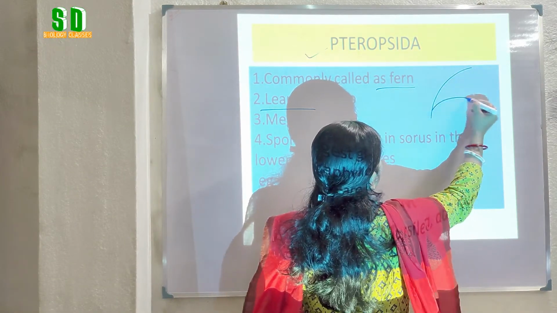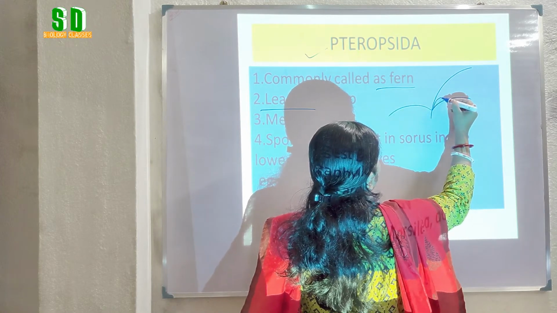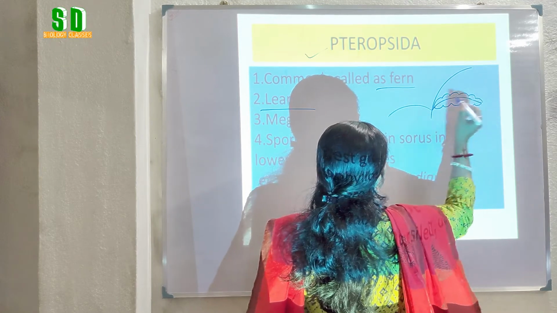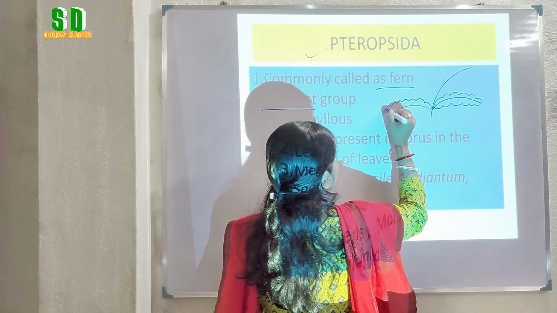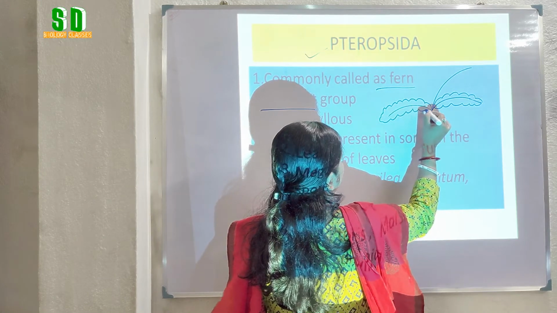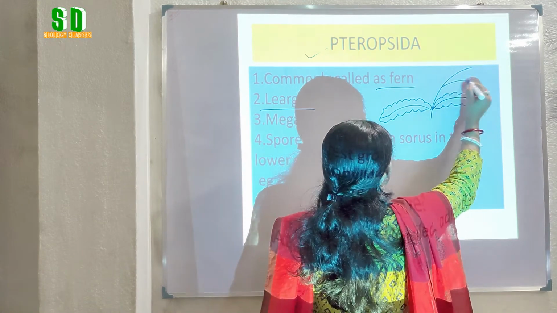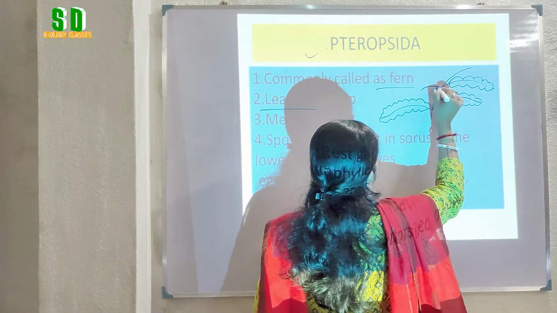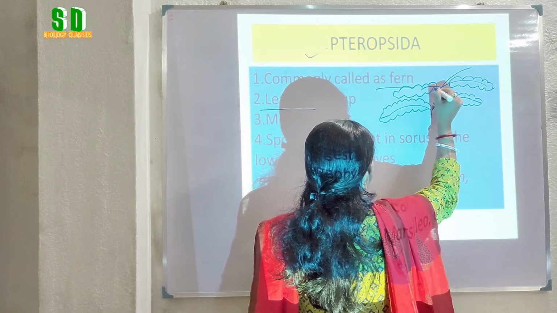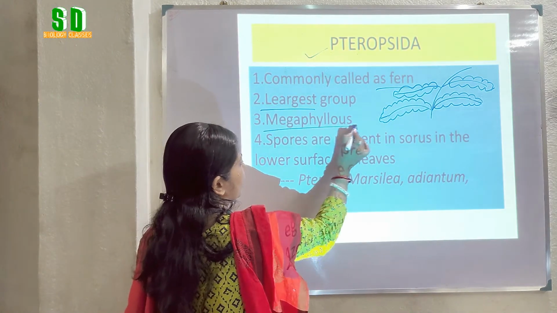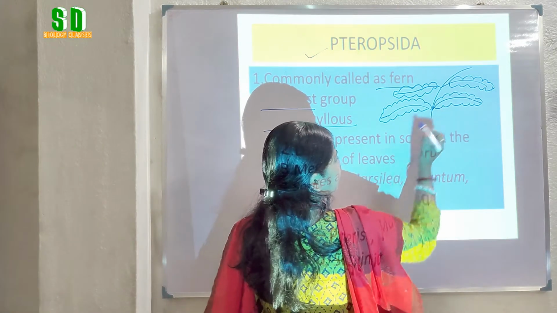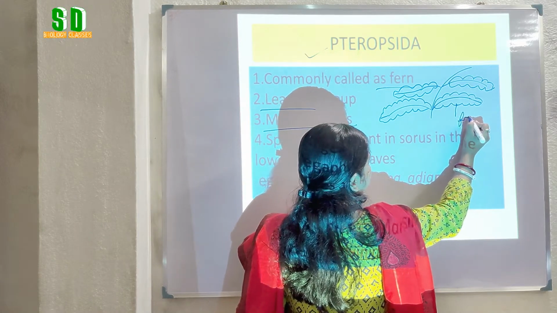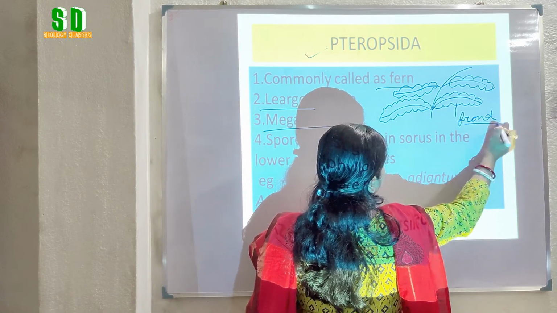And if we see, most of the members possess a larger size of leaf. That is, they are megaphyllous pteridophytes. They are megaphyllous pteridophytes, and the leaves are pinnately compound. And the young leaves and the leaves are called the frond.